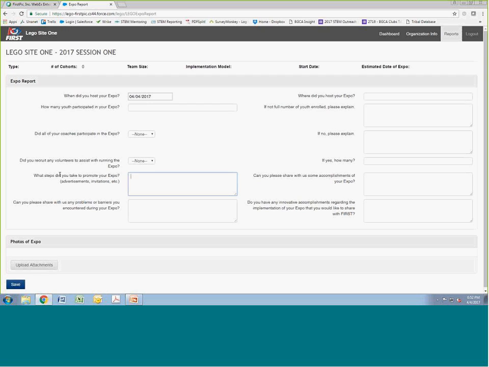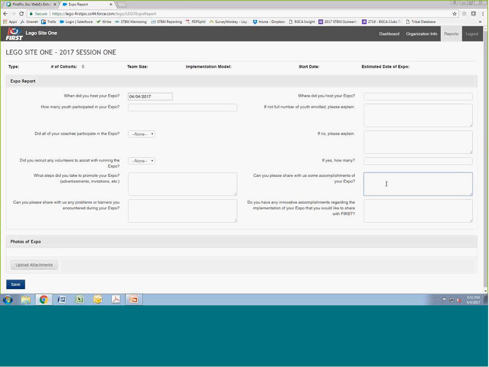Next box here is just what steps did you take to promote your Expo? So just tell us what you did to promote it, whether it was a flyer, word of mouth, if you got a little blurb on the local radio, whatever you were able to do, and however you got the word out for the Expo. This is where you would tell us about that.